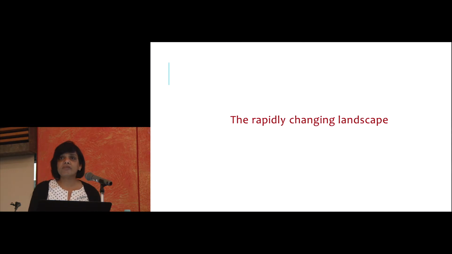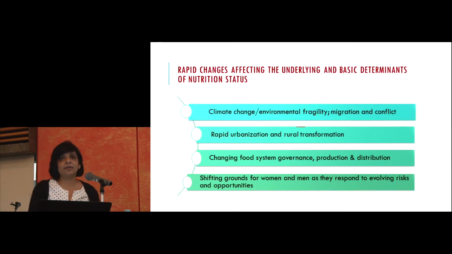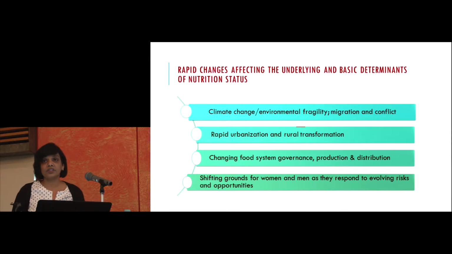But we have to do this in a rapidly changing landscape, right? There is climate change and environmental fragility. There is rapid urbanization, but meanwhile there is also rapid rural transformation that's happening, right? The rural areas are not static. How information is consumed, their aspirations, etc., are also evolving. There is changing food system governance, production and distribution. Who wields power, say at an international trade agreement, matters in what goes into our mouth. And then women and men are every day trying to negotiate their own food acquisition patterns along these shifting grounds.